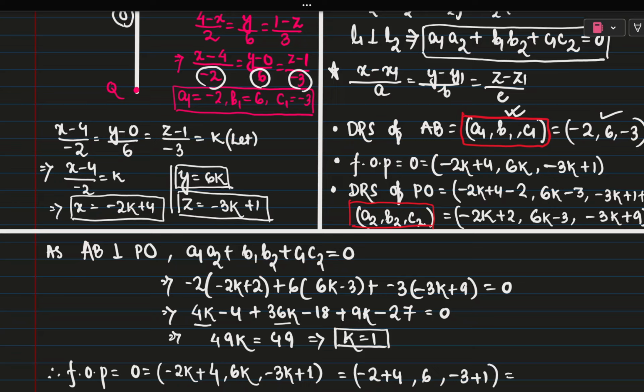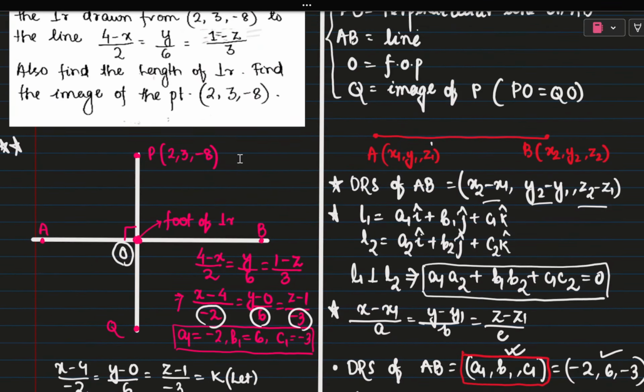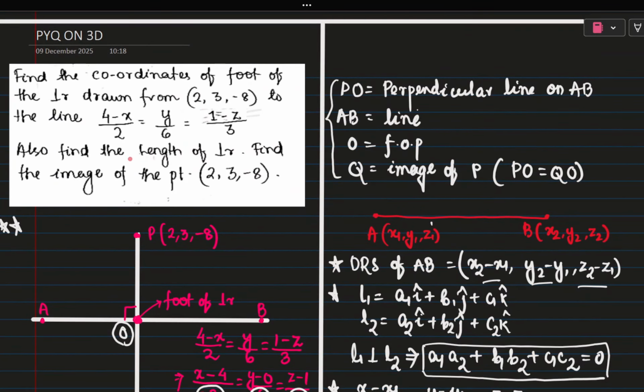So what is the final answer we have? Minus 2 into 1 minus 2 plus 4 becomes 2, the second one becomes 6, and the third one becomes minus 3 into 1 minus 3 plus 1, that becomes minus 2. So this is how the foot of the perpendicular will look. This is finally the coordinate of the foot of the perpendicular. This is our answer number 1. What we needed to solve: the first question asks you to find the coordinates of the foot of the perpendicular. So I got this one. Second is find the length of the perpendicular.